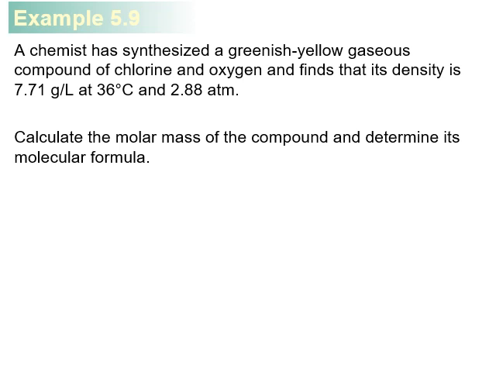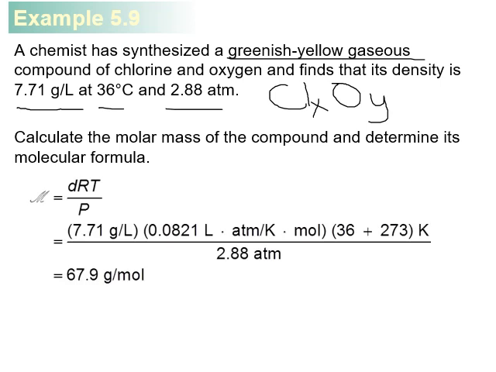So that's what this problem is about. A chemist synthesized a greenish yellow gaseous compound of chlorine and oxygen. So you know it's chlorine and oxygen, but you don't know how many of each. You can determine the density like on the previous problem that we just did, at a certain temperature and pressure. The goal is to calculate the molar mass of the compound and determine its molecular formula. Just like we learned on the previous slide, molar mass is equal to the density of the substance, and then you got your RT and P. Put all those together and you get a certain molar mass.